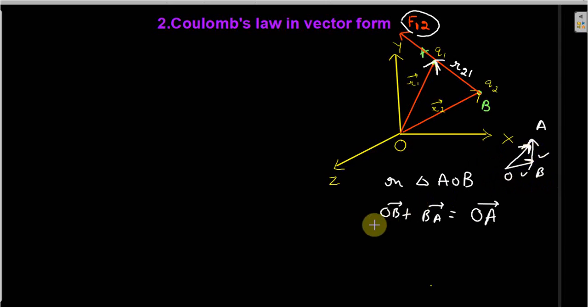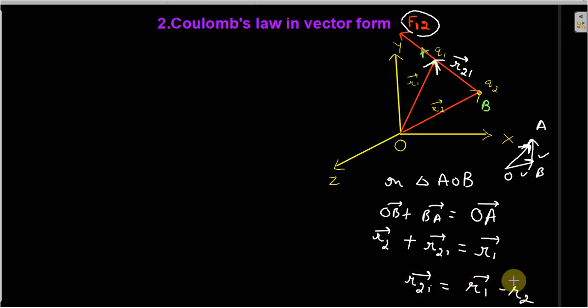So what is your OB? You can see the value of OB is r2. And what is B to A? That is your r21. What is OA? OA is your r1. So from here you can write r21 is equal to r1 minus r2. Okay, it means r21 is equal to r1 minus r2.